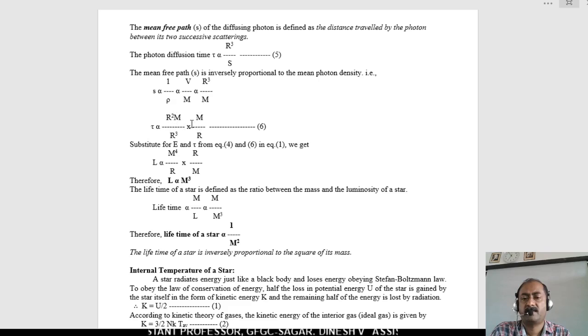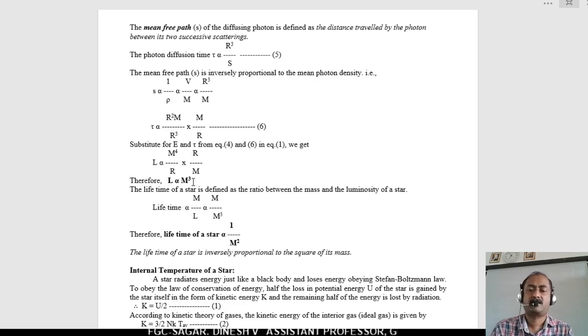On further simplification, substituting equations 6 and 4 in equation 1, we get L proportional to m to the power of 4 into r by r into r by m. Therefore, on further simplification, we get L proportional to m cube. Here m gets cancelled, r gets cancelled, and we get L proportional to m cube.